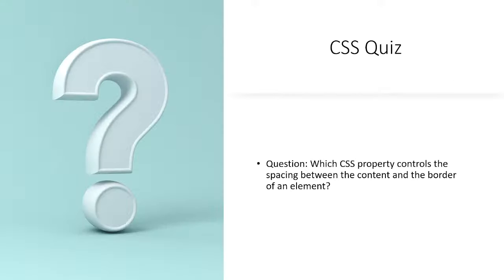Now comes the CSS question. Which CSS property controls the spacing between the content and border of an element? So I repeat, which CSS property controls the spacing between the content and the border of an element? Okay, start typing in your chat box. The first entry will be recorded. And it's a healthy competition. Don't feel bad that you are not winning. It is just a healthy competition, and we are trying to learn here. That is much more important.